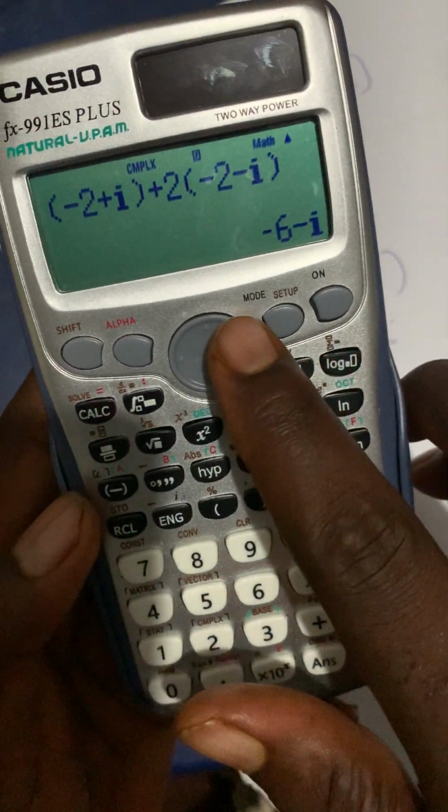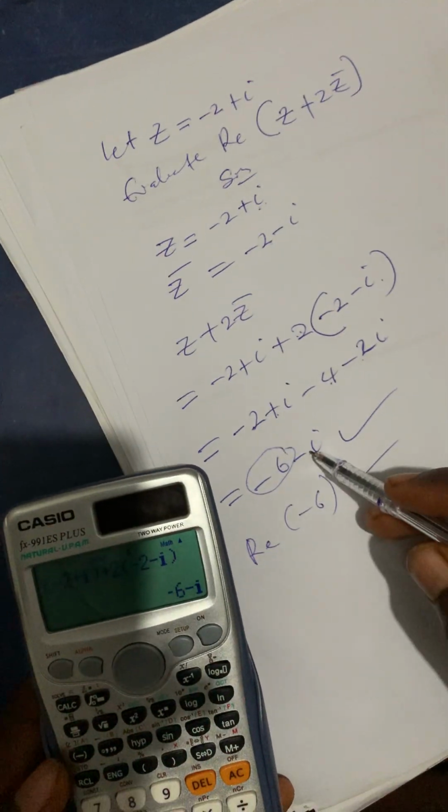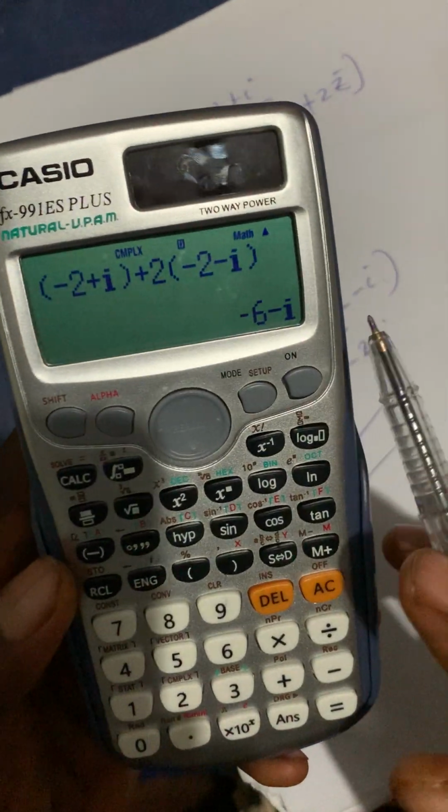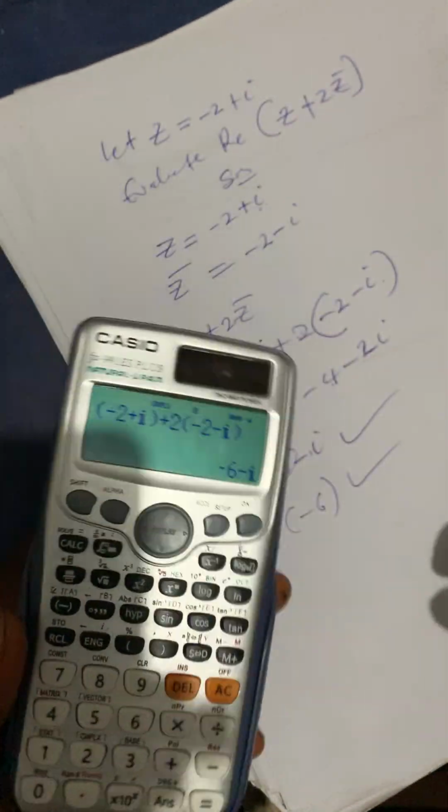It go give me minus 6 minus I, which is exactly what I got. And they say we should get the real part. The real part is just what? Minus 6. You go your way.